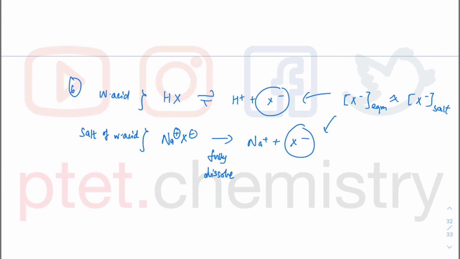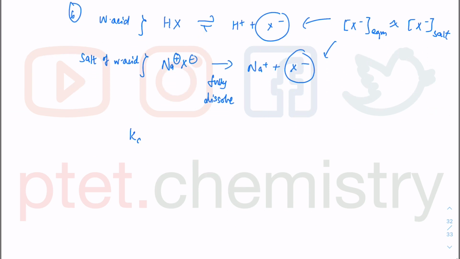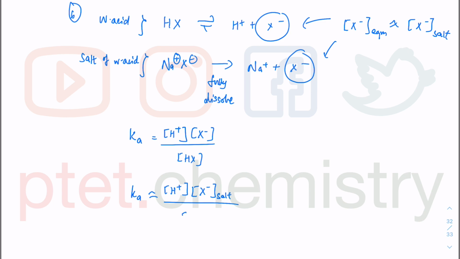In equilibrium, how much of X minus you have is going to come predominantly from the salt rather than from the equilibrium. This gives rise to your buffer equation. So Ka is going to be for the weak acid, not for the full equation like that. So for the weak acid, it looks like this. Then you do approximation. Then this is going to be H plus, X minus from the salt. And then you assume that the weak acid dissociates very little, so its concentration is similar to its original concentration.